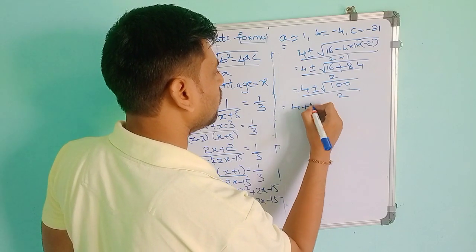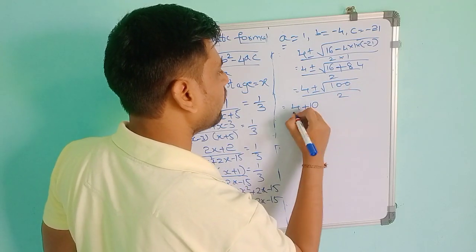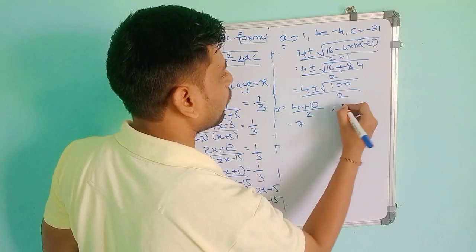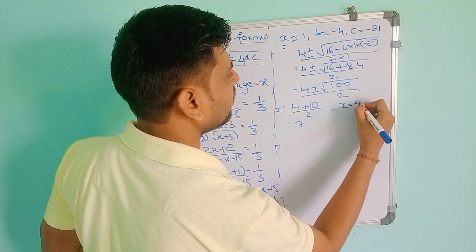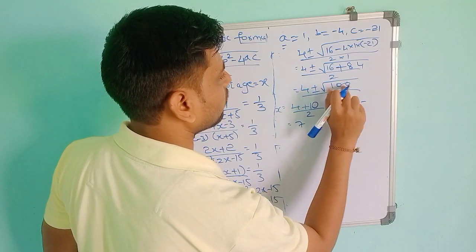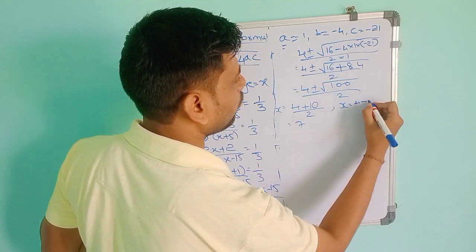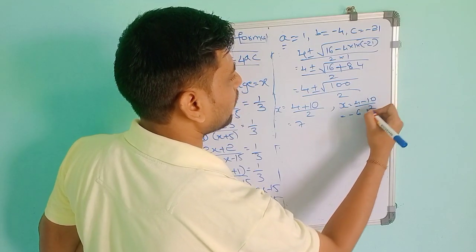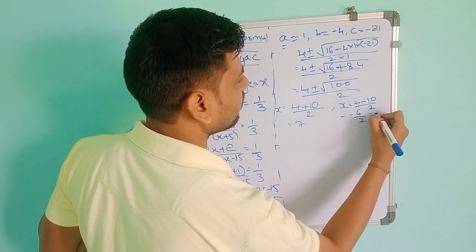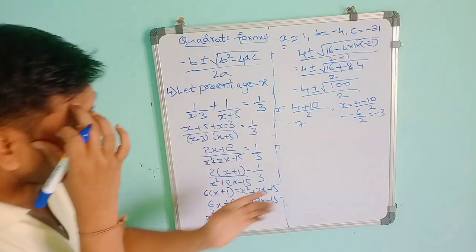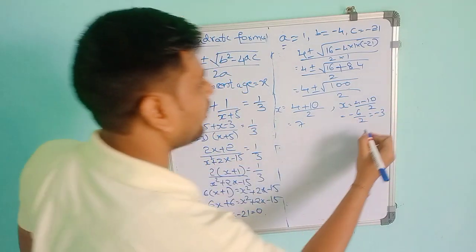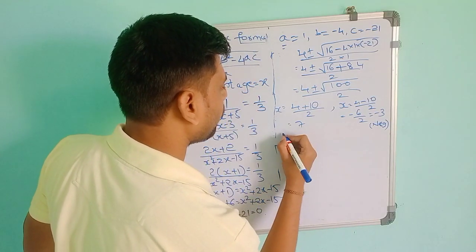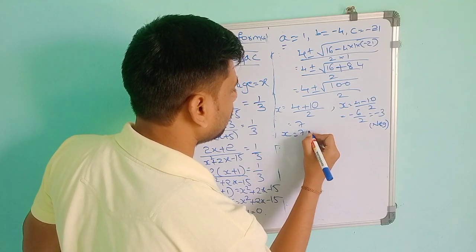So one will be 4 plus 10 divided by 2, it will be 7 for x, and another x equals 4 minus 10, because root of 100 is 10. So 4 minus 10 divided by 2, it will be minus 6 divided by 2, it will be minus 3. But the given is age, so age will not be in the negative sign, so this value will be negligible. So the value of x will be 7.